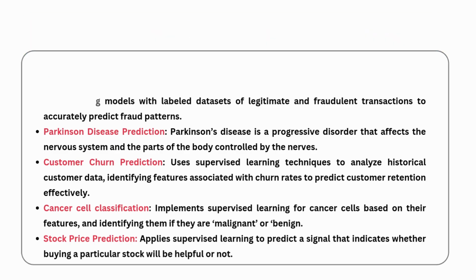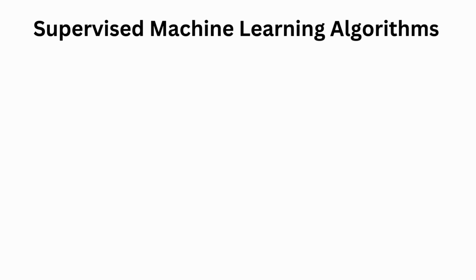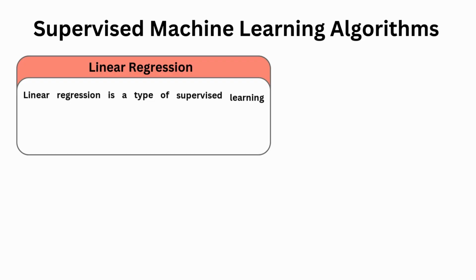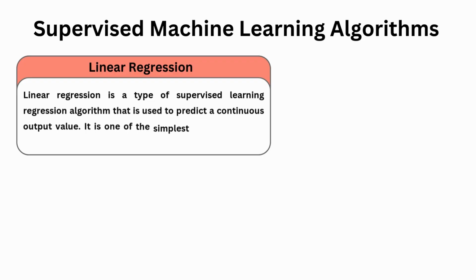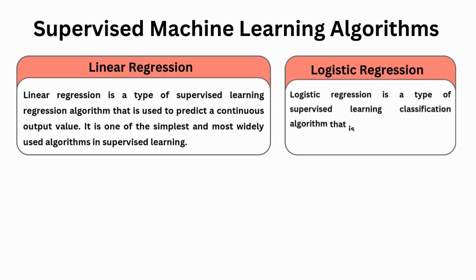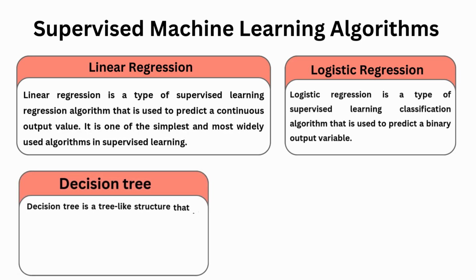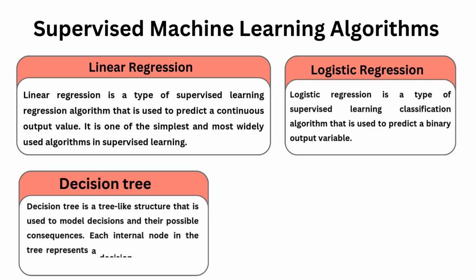Now, let us look at some of the most commonly used supervised machine learning algorithms. Linear regression. Linear regression is a type of supervised learning regression algorithm that is used to predict a continuous output value. It is one of the simplest and most widely used algorithms in supervised learning. Logistic regression. Logistic regression is a type of supervised learning classification algorithm that is used to predict a binary output variable. Decision tree. A decision tree is a tree-like structure that is used to model decisions and their possible consequences.